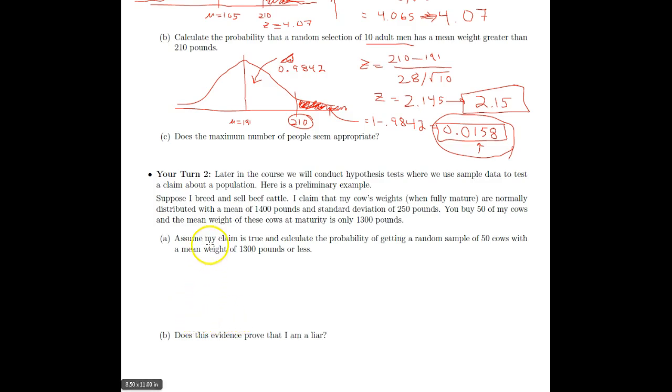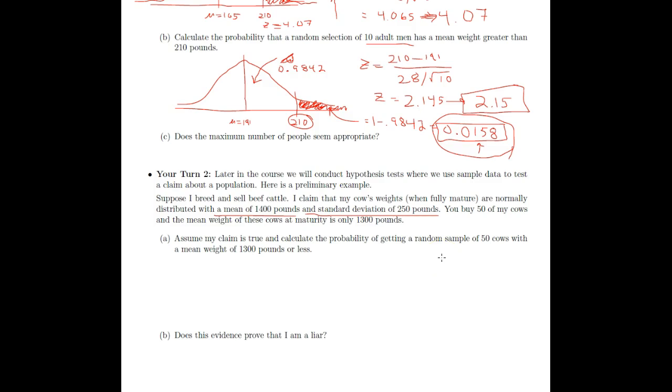Okay, so this, your turn, says later in the course we'll conduct hypothesis tests where we use sample data to test a claim about a population. This is really the essence of statistics and statistical research, is doing these things called hypothesis tests, which we'll learn about in Chapter 8. So suppose I breed and sell beef cattle. I claim that my cows' weights, when fully mature, are normally distributed with a mean of 1,400 pounds and a standard deviation of 250 pounds.